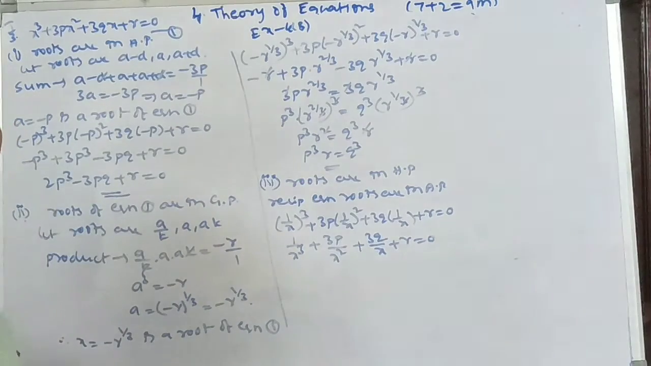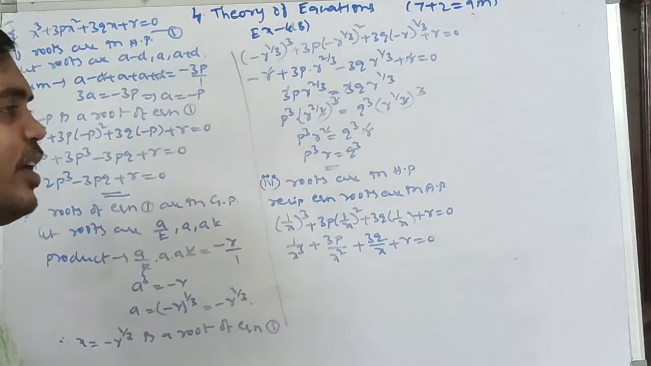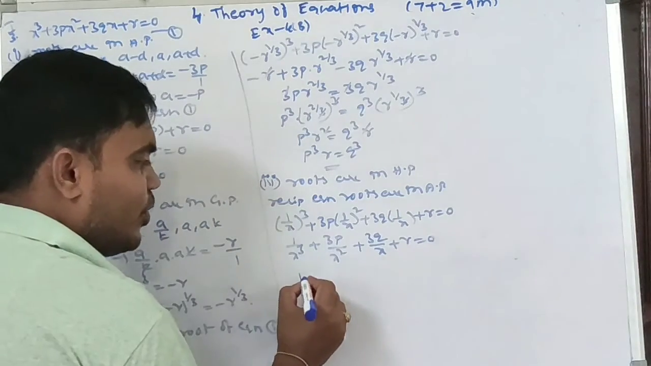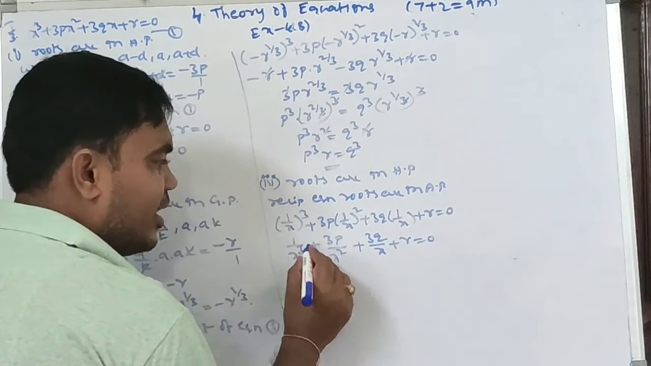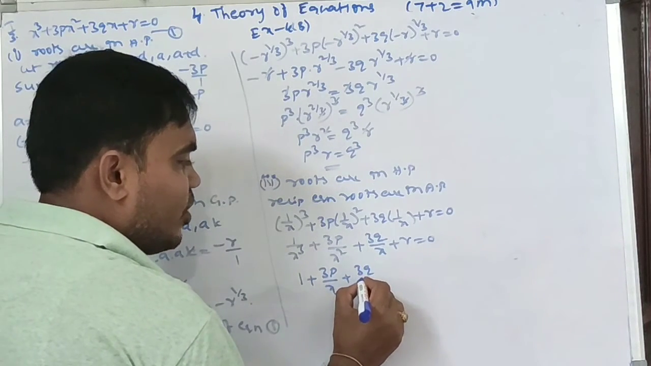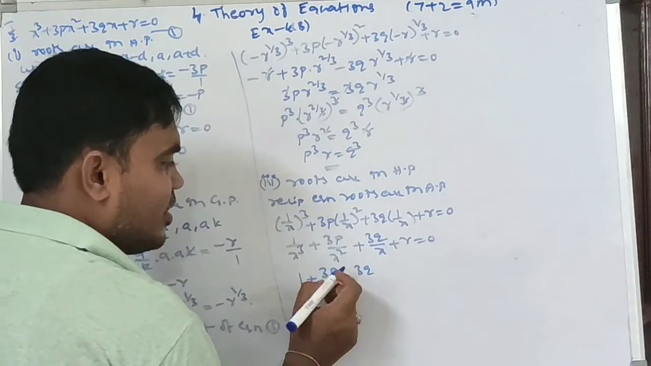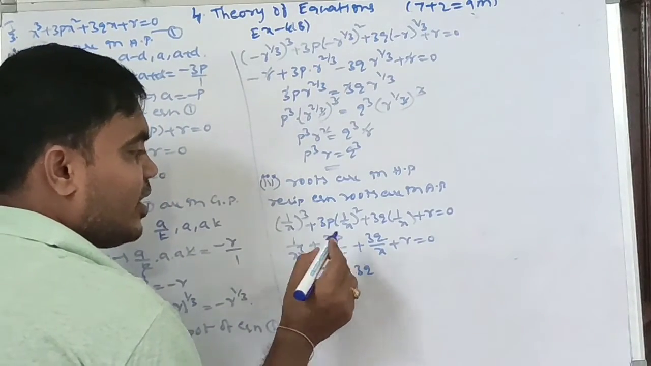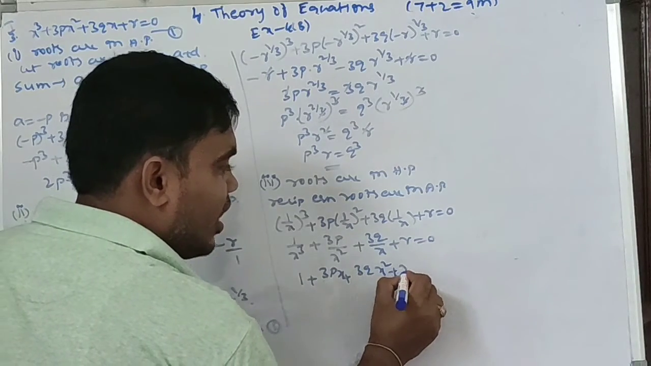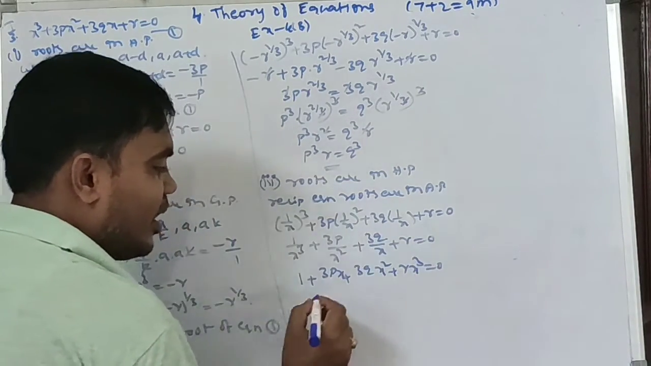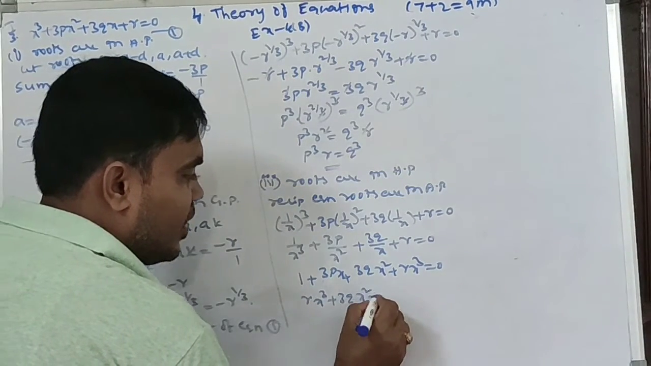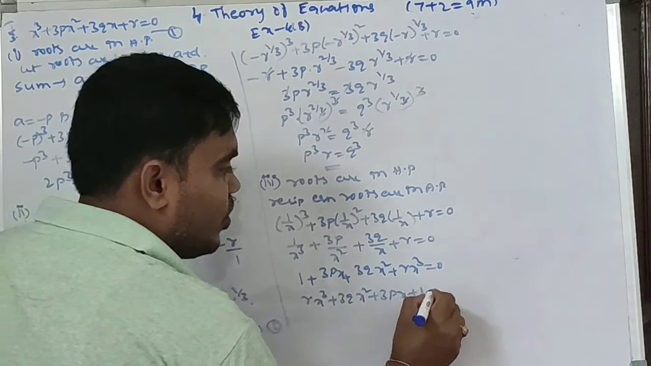Now if you observe the denominators, the highest power is x³, so I want to multiply with x³. 1: x³ by x³ cancels. 3p x³ by x² gives x, 3q x³ by x gives x², plus r x³ equal to 0. I want to write in the order: r x³ + 3q x² + 3p x + 1 equal to 0.